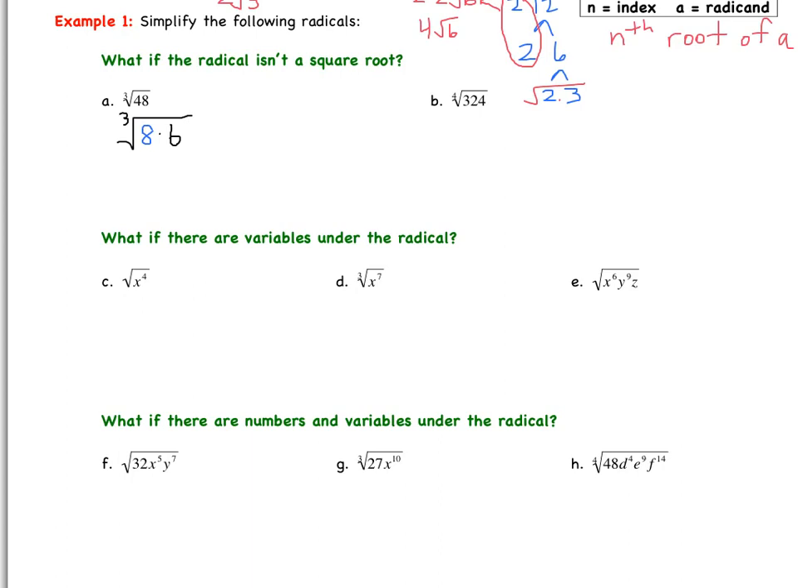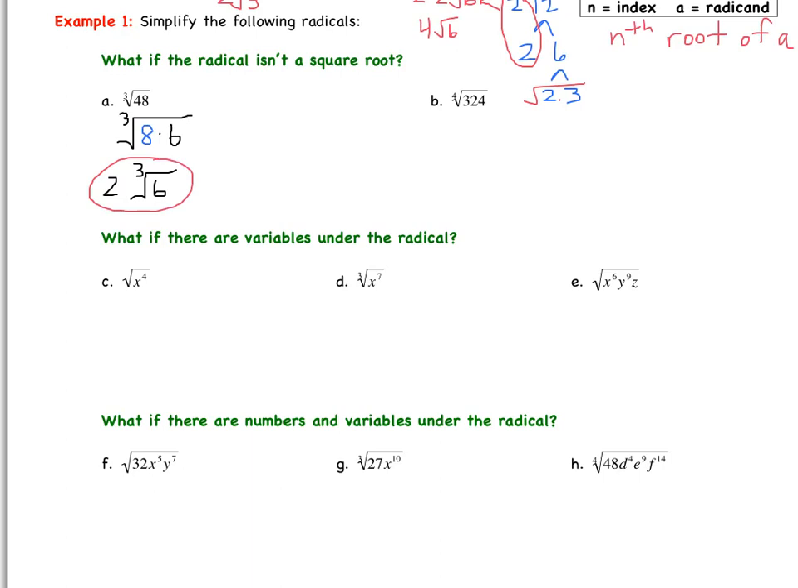All right, and now we simplify it very similarly to how we simplified the square root up above. So the cubed root of 8 is 2, and we're left with the cubed root of 6. So our answer is 2 times the cubed root of 6.